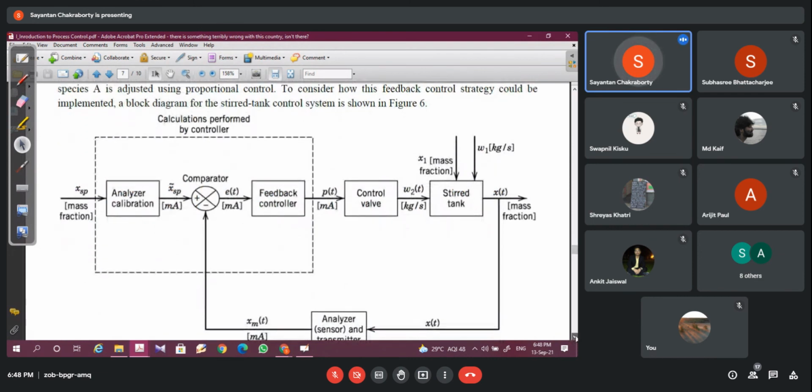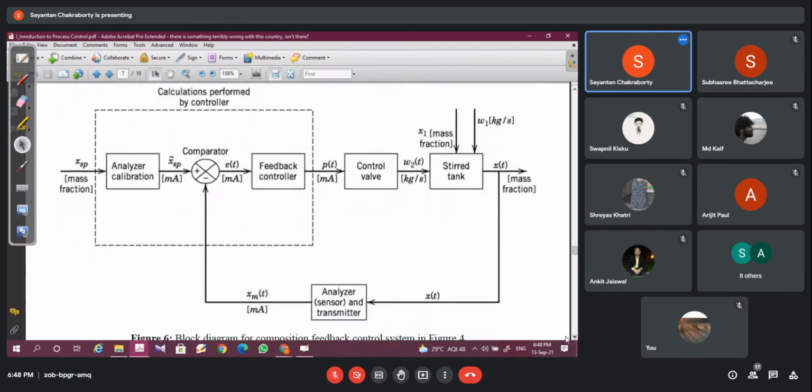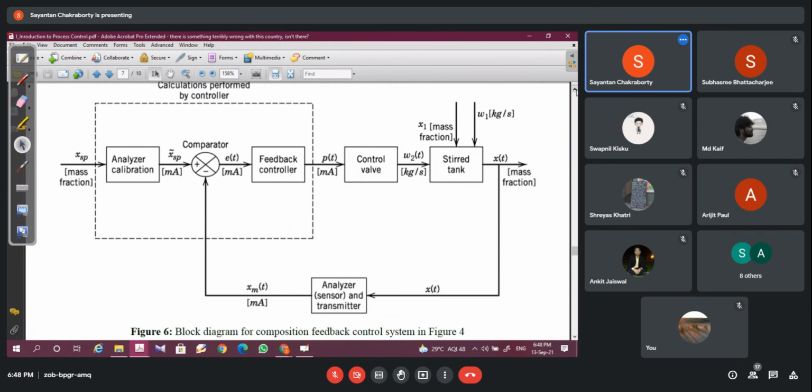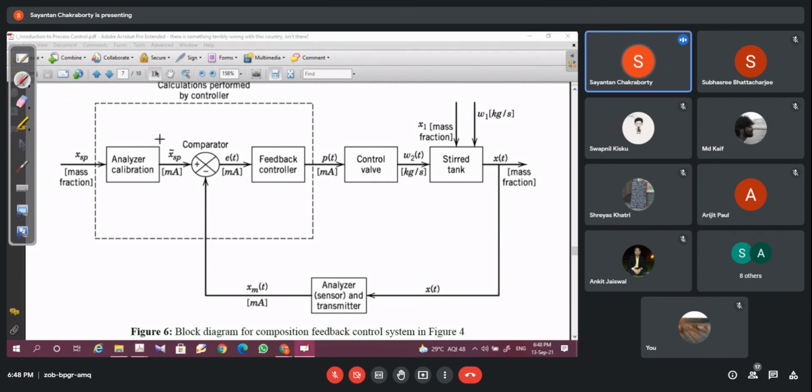Now, the purpose of this, I'll just explain very briefly because I want to make it very clear at this point, is the different signals that you see. Now, first, the set point is a mass fraction. Okay, it may be moles per kg.